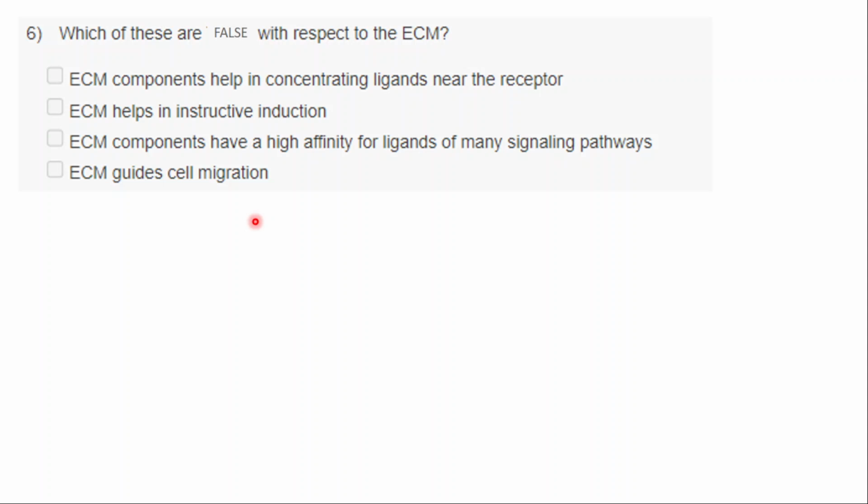Option 4. Okay. Which of these are false with respect to the ECM? Ajay says option 4. And to answer your previous question, Ajay, in C. elegans, more than 10% cells die. Is it true for mammals also?